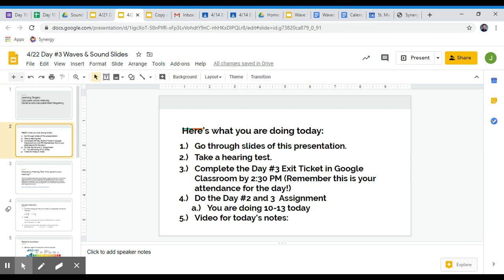Today, you're going to go through the slides in this presentation. You are going to take a hearing test, and then you are going to do the exit ticket, and then you're going to finish up that assignment from day 2 and 3. Today, you'll be doing the rest of that, which should be numbers 10 through 13.